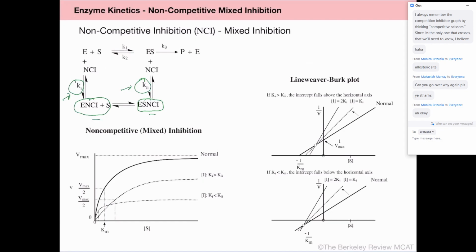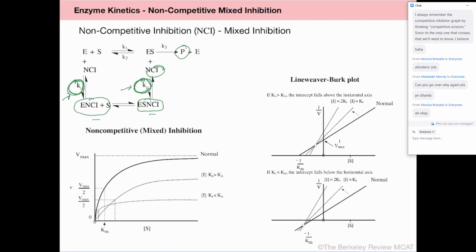In both cases, your Vmax is going to go down, right? Because no matter how much substrate you give it, an inhibitor will always block it from going to product. But depending on which one of these rates is preferred, either in this case Ki or K double I, the Km might increase or it might decrease. Okay.